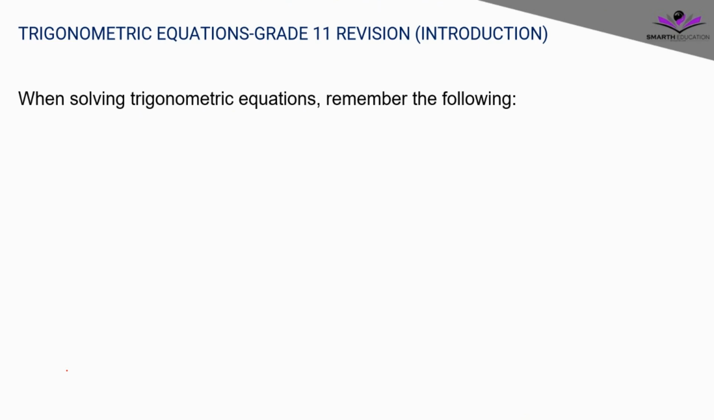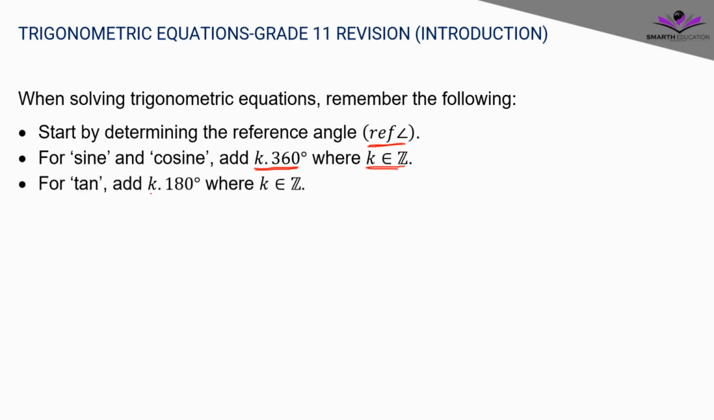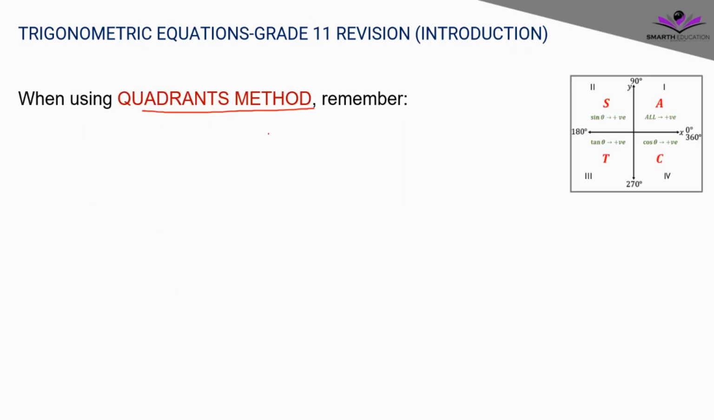have to remember. Okay, when solving trigonometric equations, remember the following. You start by finding the reference angle. So we're going to be using this symbol for reference angle, ref angle. That's the symbol we're going to use throughout. For sine and cosine, add k times 360 degrees, where k is an integer. And then for tan, add k times 180 degrees, where k is an integer. Remember, this is coming from the period of these trigonometric functions. The period of the sine and cosine graph is 360, remember, and the period for the tan graph is 180 degrees.